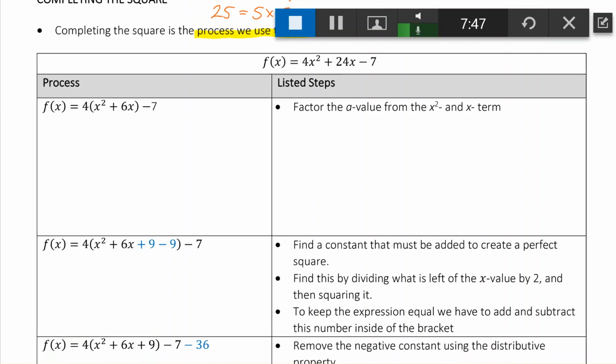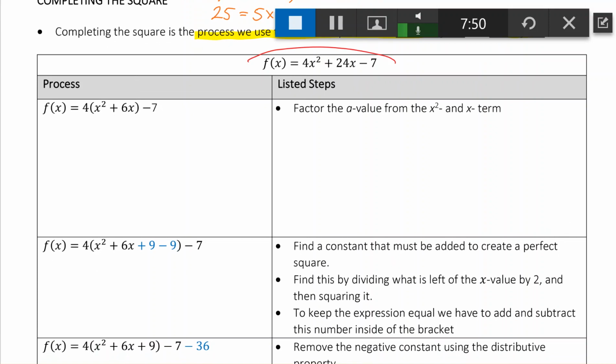So here's our equation, 4x squared plus 24x minus 7. The first step you see here is factor the a value from the x squared and the x term, and that's what's happened here. So that we have factored out 4, which is our a value, from both our x squared and our x term. Well, if you divide 4 out from 4x squared, you're left with x squared. If you divide 4 out from 24x, you're left with 6x. Okay, that's step 1. And then you leave those two values inside of the brackets.